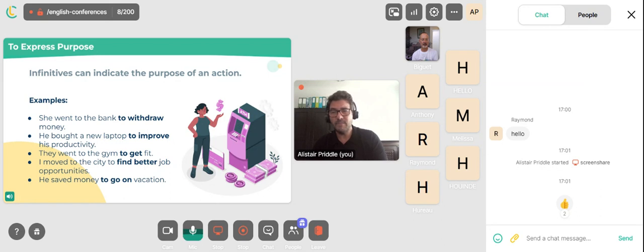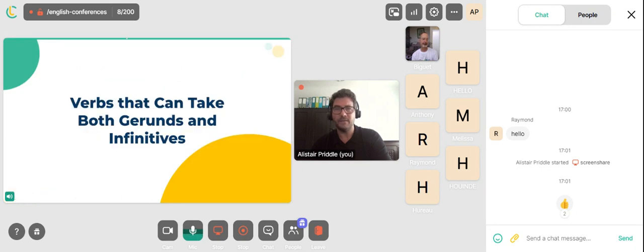I moved to the city. Why did you move to the city? I moved to the city to find better job opportunities. He saved money. Why did he save money? He saved money to go on vacation. These full infinitives indicate why, the purpose of an action. Let's continue. Have a look at the next part of the lesson. Here we go with verbs that can take both gerunds and infinitives.